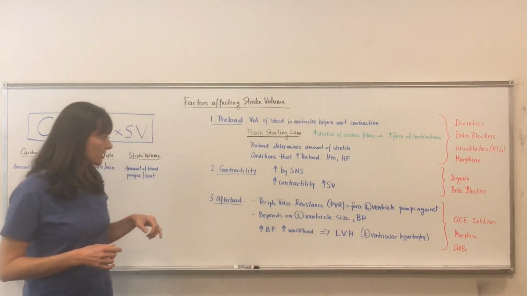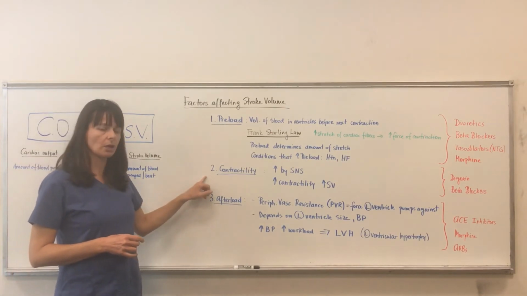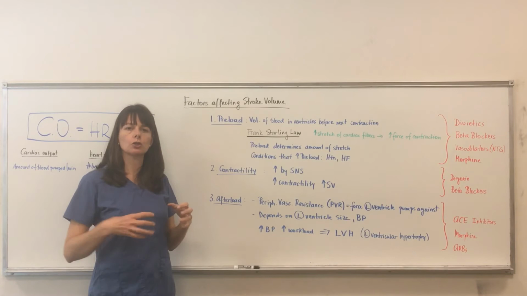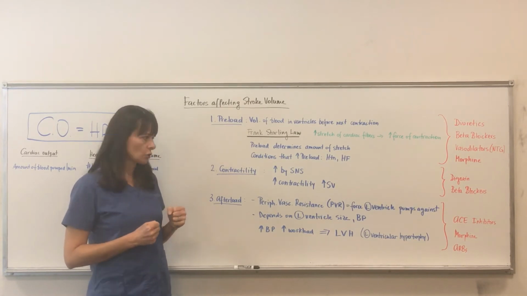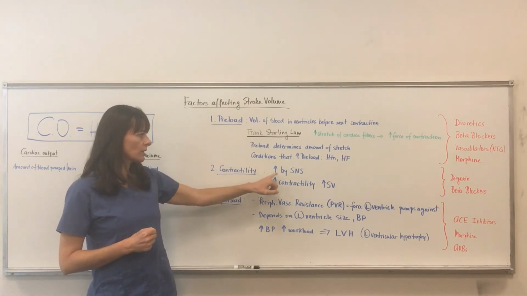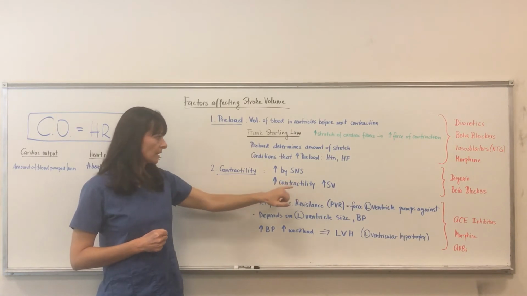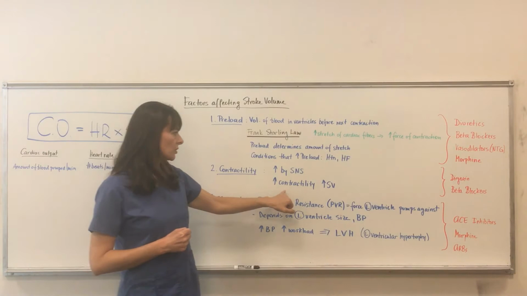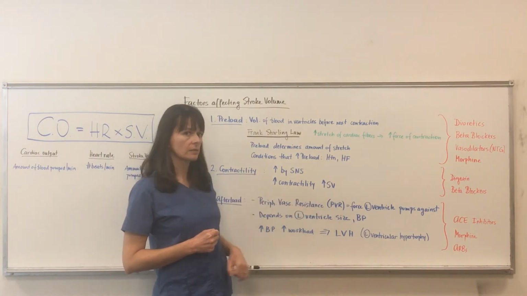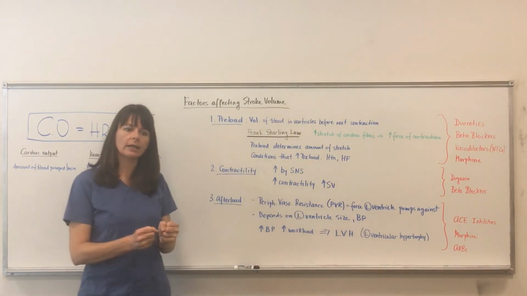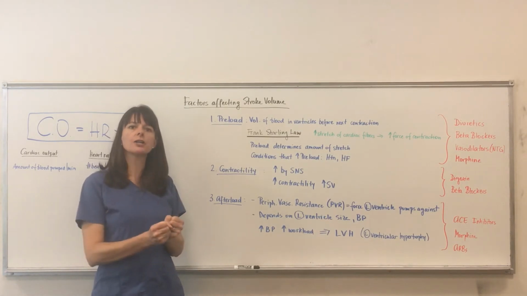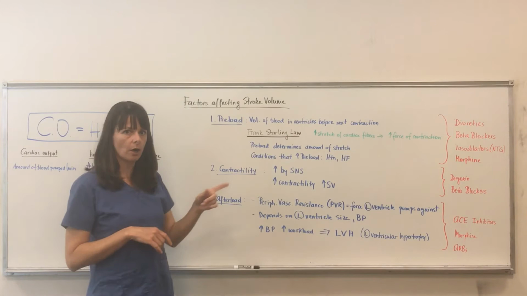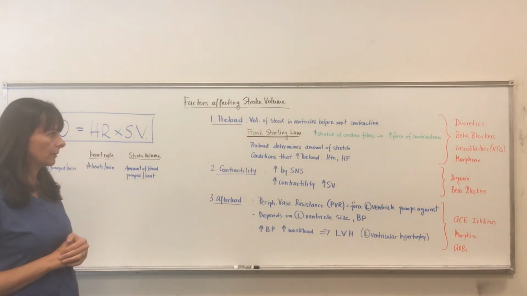Now, the second part here is the contractility. So the contractility is basically the ability of the heart to contract, to create that contraction. And that is increased by the sympathetic nervous system, and increased contractility increases the stroke volume. So the more I can contract, the harder I can contract, the more that output will be, that cardiac output that we talked about over here.